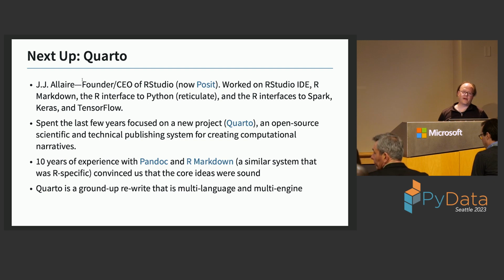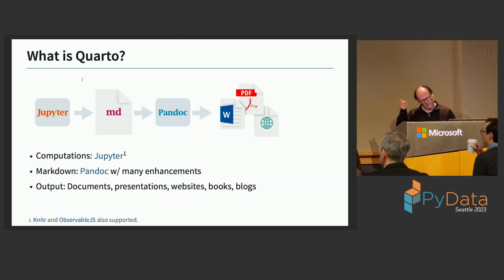And so I've actually spent the last few years focusing on a new project, Quarto, which is an open source project. It's kind of a ground up rewrite of some of the things we did in R Markdown, but it's multi-language and multi-engine. So we'll see this diagram a couple times in this talk, and we'll go into different levels of depth about it, but I want to give you at a really, really high level, what is Quarto?